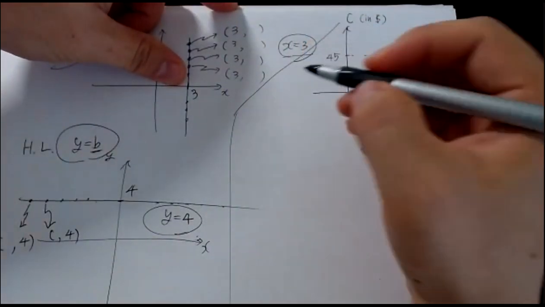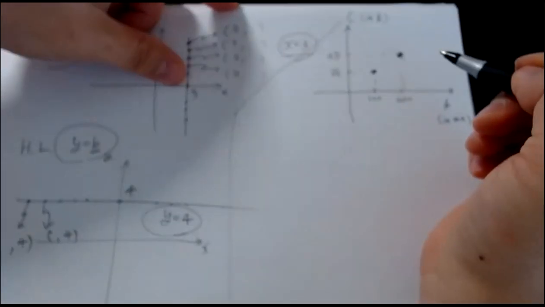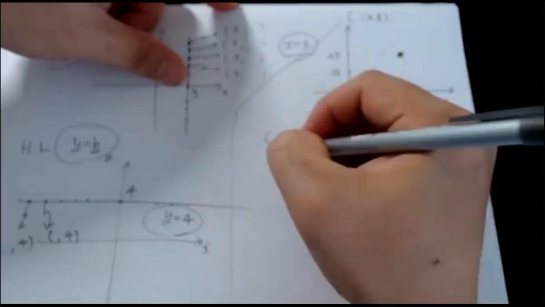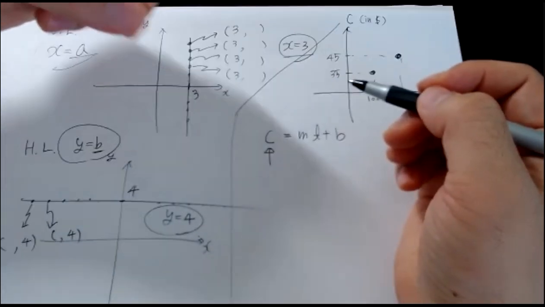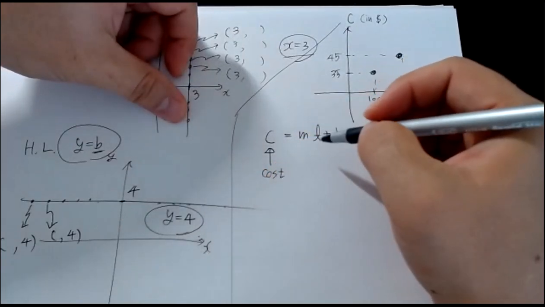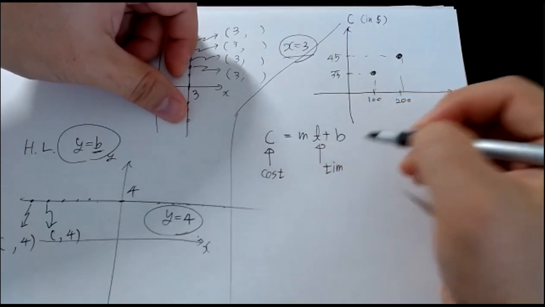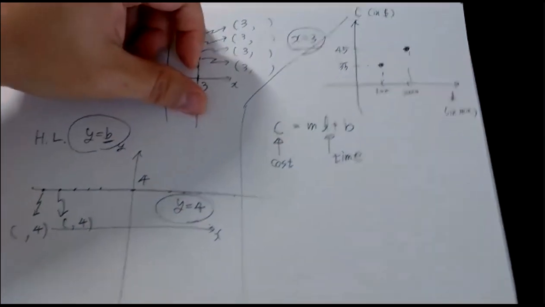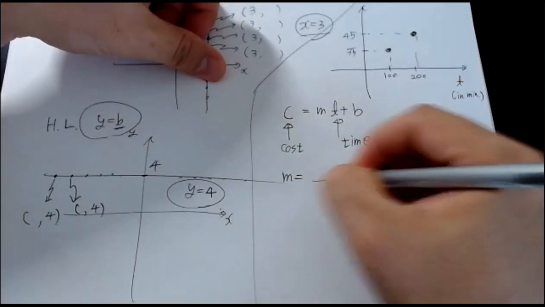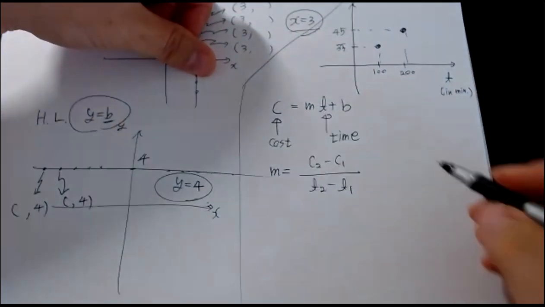So now let's see, we use this one, y is equal to, I mean, C. Let me use C and T. C is equal to M times T plus B. So instead of the letter Y, I use C for cost. Instead of using X, I use T. I'm going to use T for time, in minutes. So now see, what is M? M is going to be C2 minus C1 over T2 minus T1, isn't it?